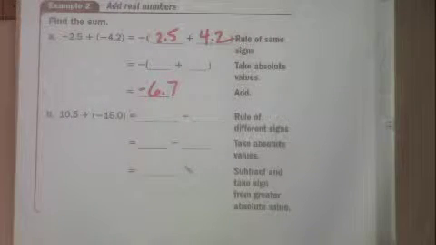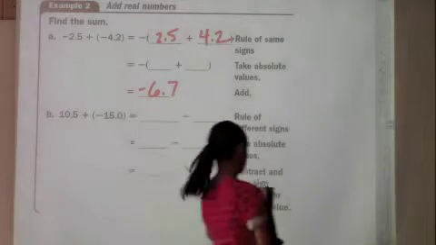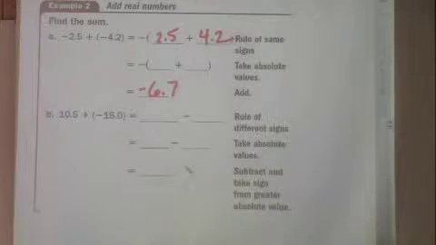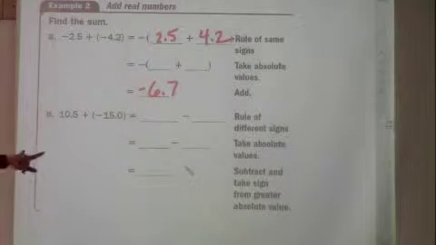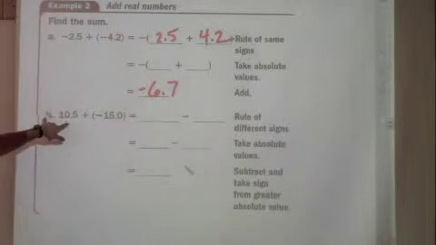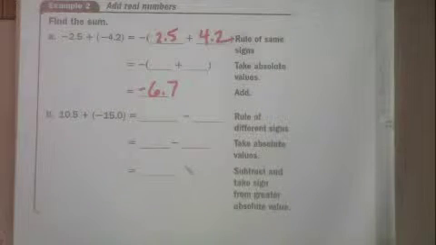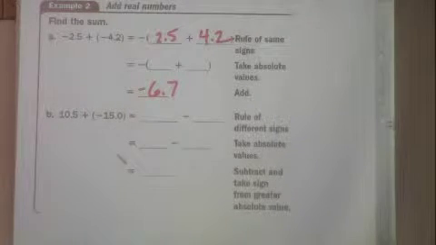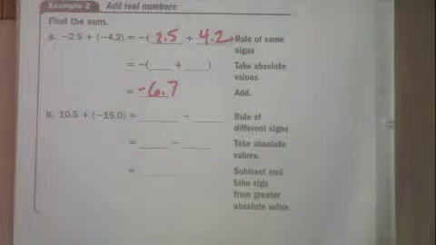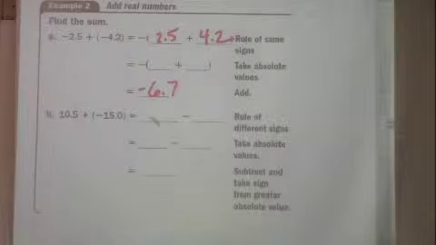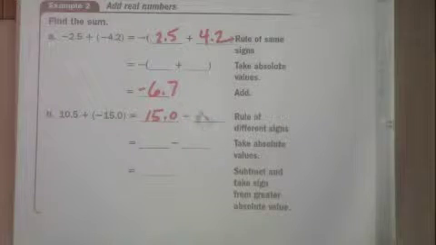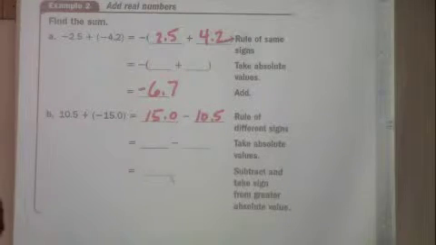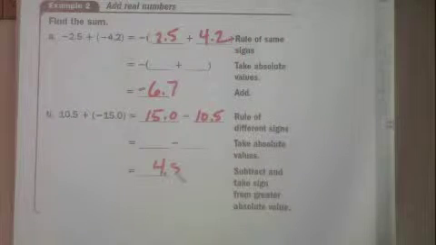Okay. How about part B? 10.5 plus negative 15. Use our rule. What's the rule when they're opposite symbols? Forget the negatives. Just take the bigger number, which is 15, and subtract the smaller number, 10.5. Okay? 15 minus 10.5. What's that? 4.5.